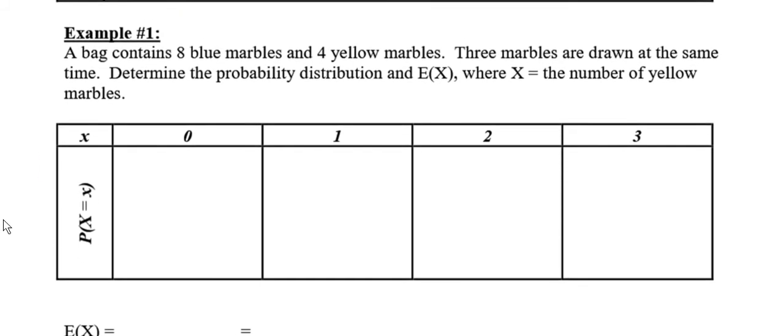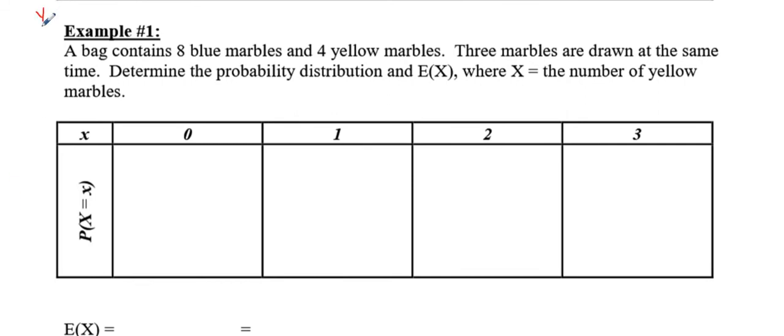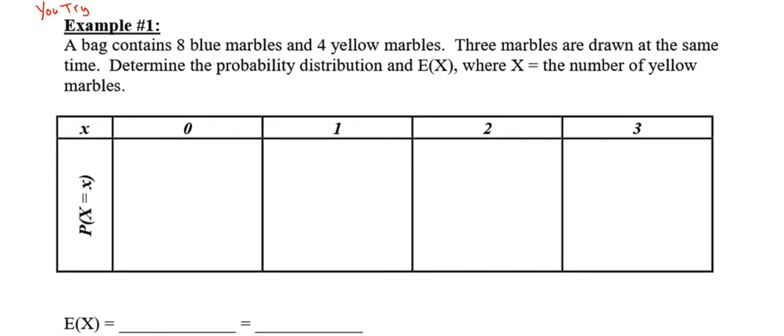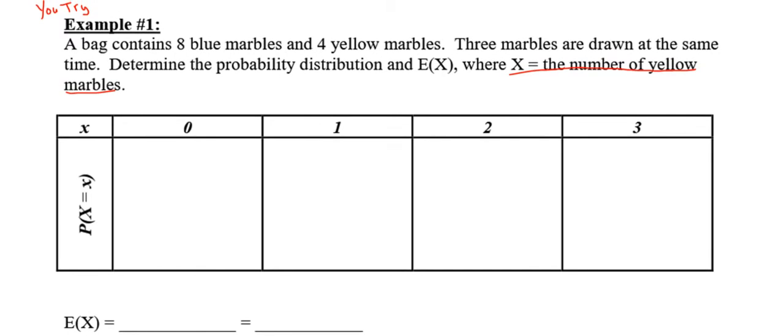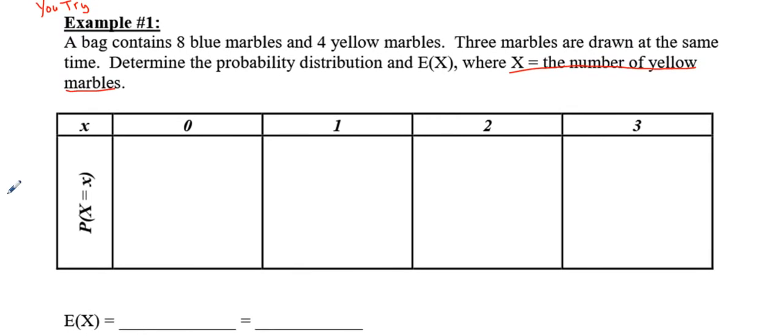So pause the video and you try this one on your own. And then I want you to come back to the video and check your answers. So you're going to find the complete probability distribution. X is the number of yellow marbles. So everything here is in terms of how many yellow marbles. So I want you to find the probability distribution and the expected value. Use the shortcut. And then when you're done, come back and check your answer. So press pause now, try it, and then come back and check your answer.